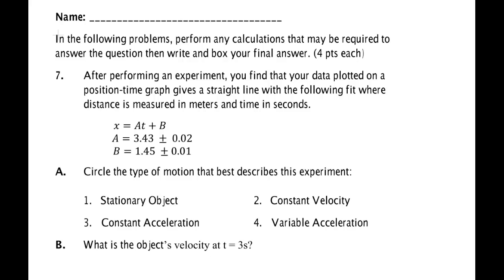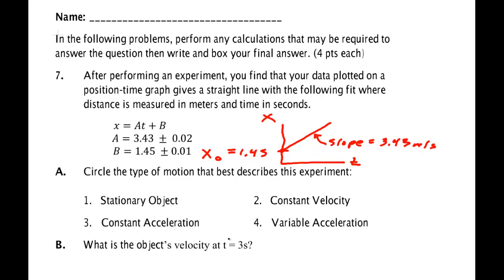In question number 7, it says to perform any calculations required and to write your answer and box it. After performing the experiment, you find your data plotted on a position time graph gives a straight line. Okay, so we have x versus t, and it's got a slope of 3.43 and a y offset of 1.45. So this is 1.45, which is the position x at 0, the initial position, and then it plots a straight line, and the slope is 3.43 meters per second. This is an example of a constant velocity graph.